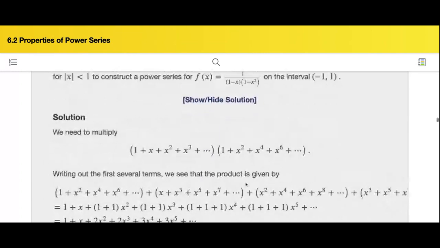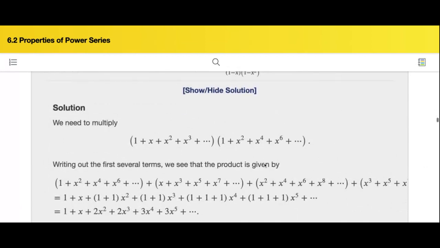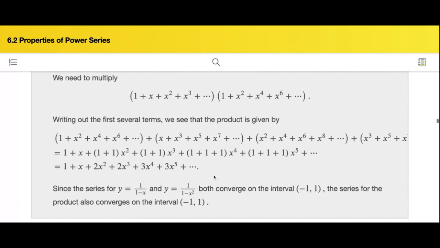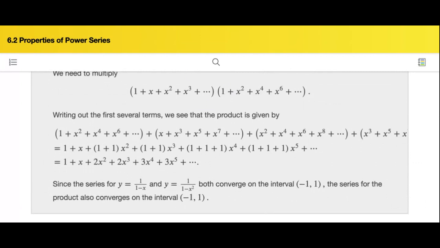So f of x can be represented as the multiplication of two infinite series. We can write out a couple of terms, then combine like terms. We will have 1 plus x plus 2x squared plus 2x cubed plus 3x to the 4 plus 3x to the 5, and so on. Since the series for 1 over 1 minus x and 1 over 1 minus x squared both converge on the interval -1 to 1, the product of the series also converges on the common interval from -1 to 1.